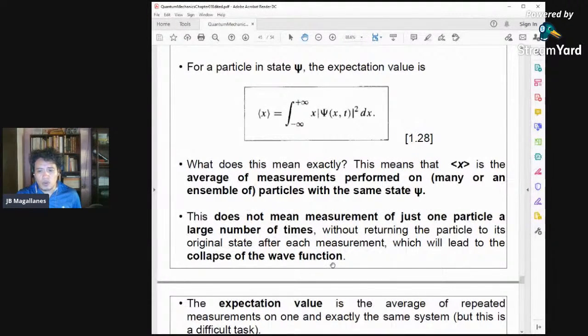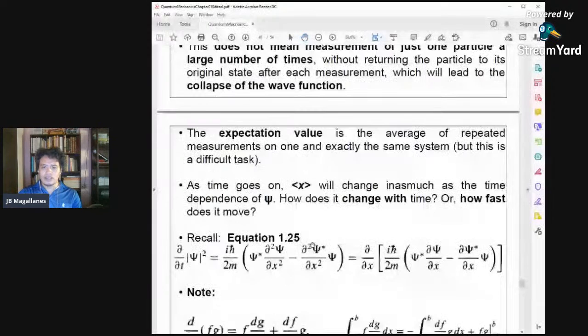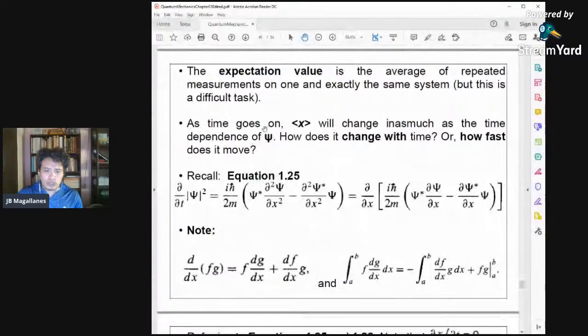So it will take a lot of time to go back to its original state. It's better to measure many particles all with the same state, identical states, then you get the average, than waiting for one particle to go back to its original state and then measure, and then waiting, measure. So it takes time.